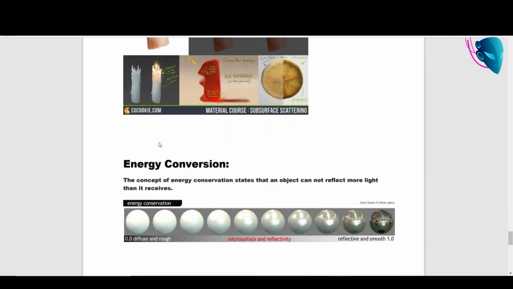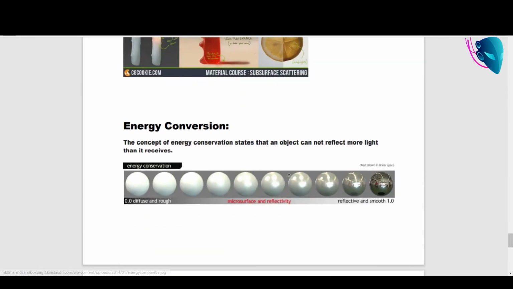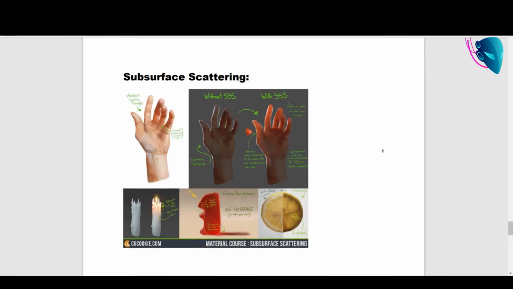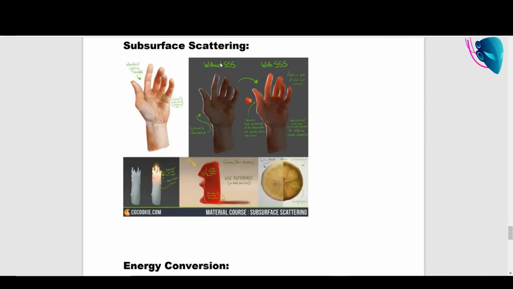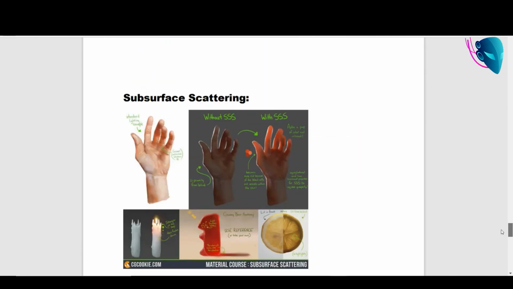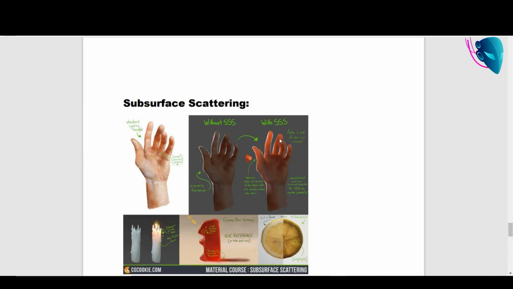I don't want to talk too much and confuse you. The last two terms I want to talk about are subsurface scattering and energy conservation. As you can see here, we have one hand without SSS, or subsurface scattering, and one hand with SSS. When you put light on a body, you can see some light penetrate into the surface, and this is a diffusion. If you remember, I talked about diffusion. It is some kind of diffusion, and this is named subsurface scattering.